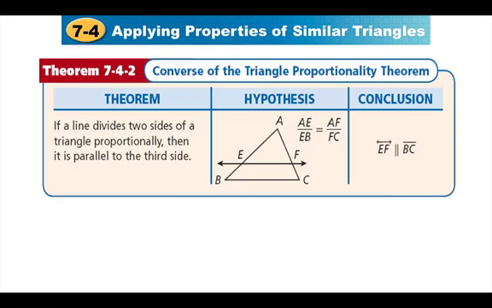Now, this is the converse of theorem 7.4.1. So by now you should have a pretty good grasp of what converse really means. Let me read it to you. It says if a line divides two sides of a triangle proportionally, then it is parallel to the third side. So if this happens, then this line is parallel to the side of the triangle here. Okay, the converse of 7.4.1. Let's apply this.